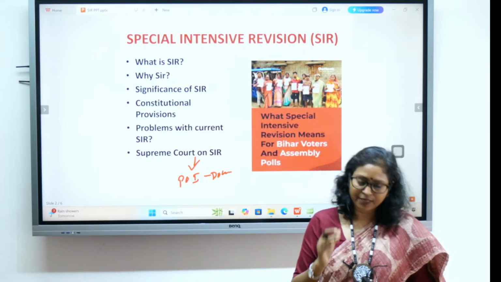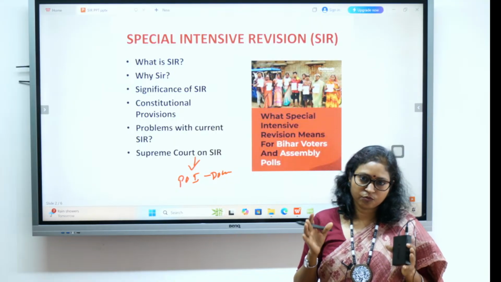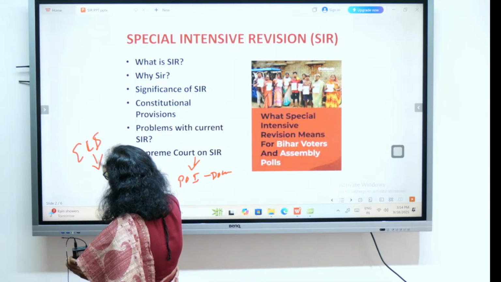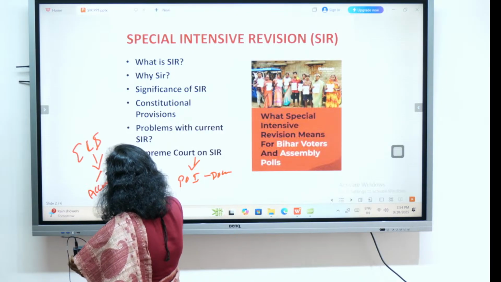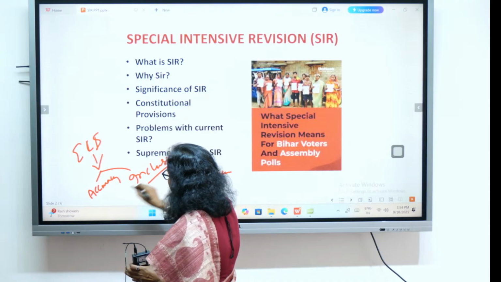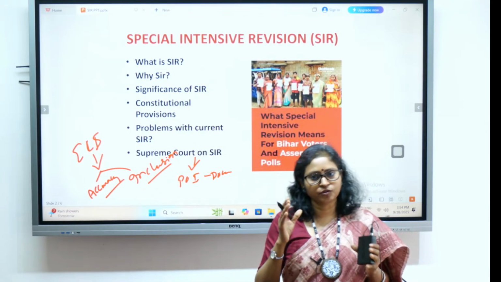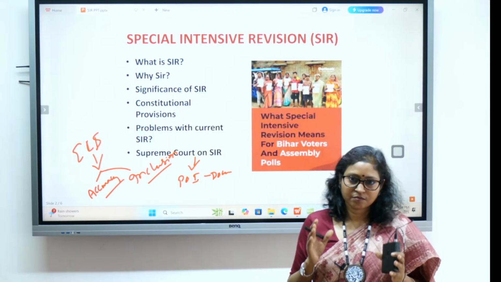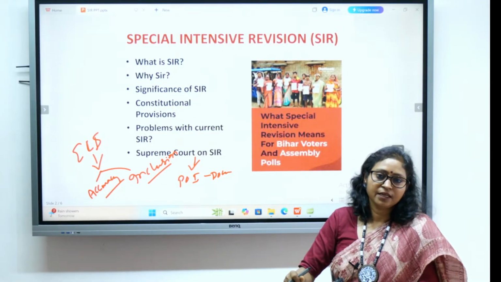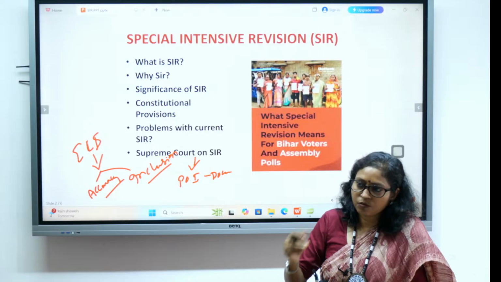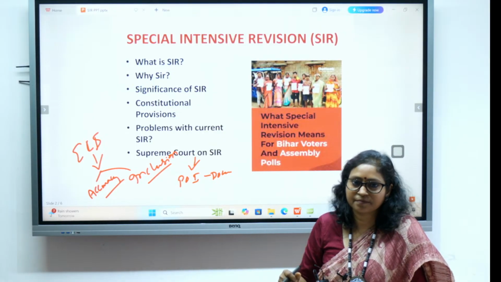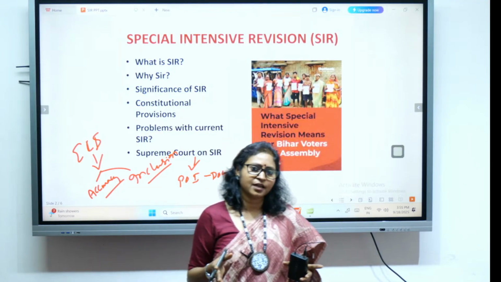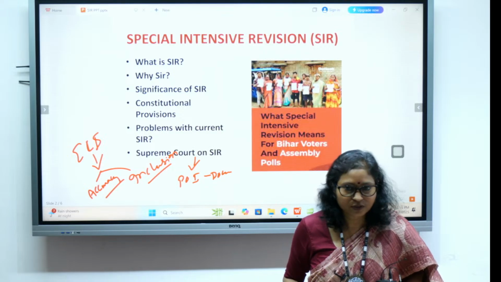That's why it's very important that the Election Commission of India must try to balance accuracy and inclusion. The electoral roll must be accurately done. At the same time, it is very important that inclusion of valid voters must be there. In no case should any eligible voter be disenfranchised. So I hope with this you got a good clarity on what SIR is, what the issues related to SIR are, and what should be done.